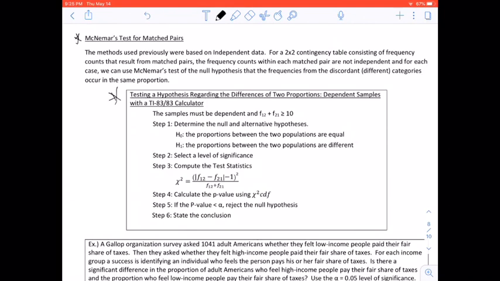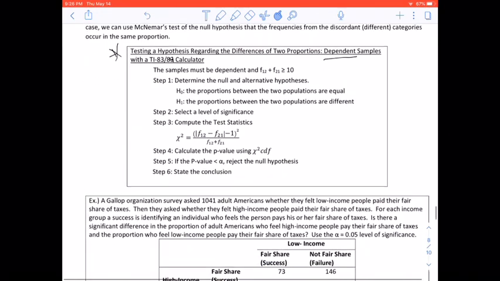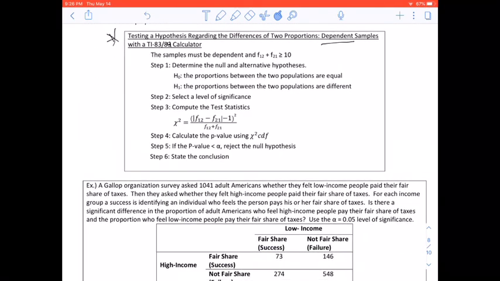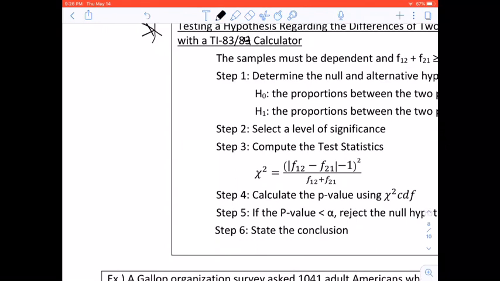So in order to conduct the test for a hypothesis regarding the difference of two proportions, dependent samples with a TI-83 or 84 calculator, the samples must be dependent, and F12 plus F21 is going to be greater than or equal to 10. And so these values, these F's that you notice all throughout, we're going to write a little note on the side over here.